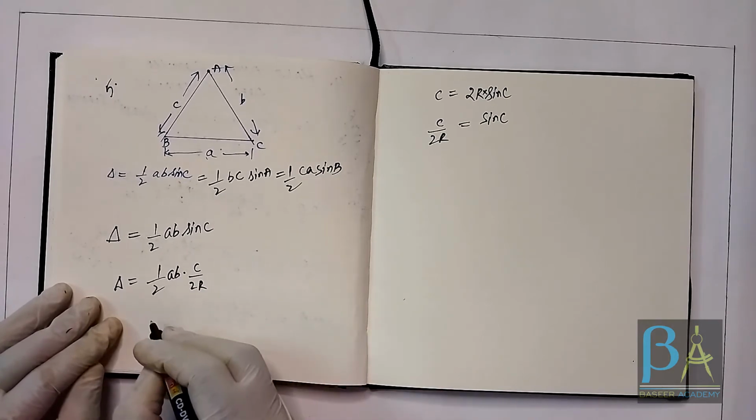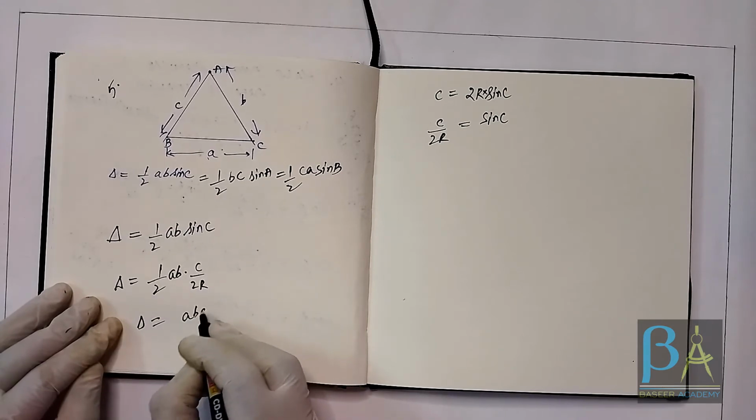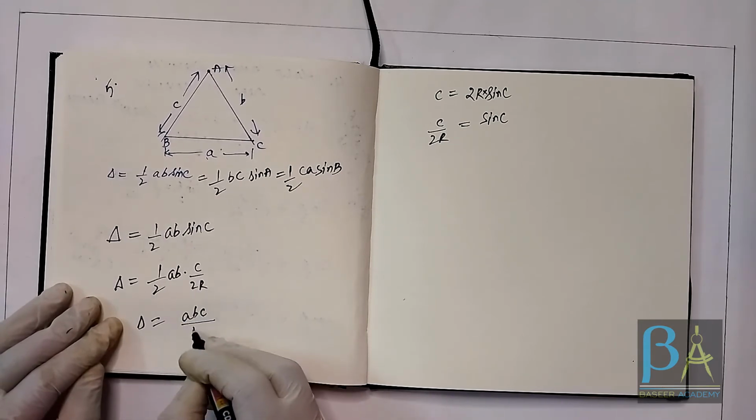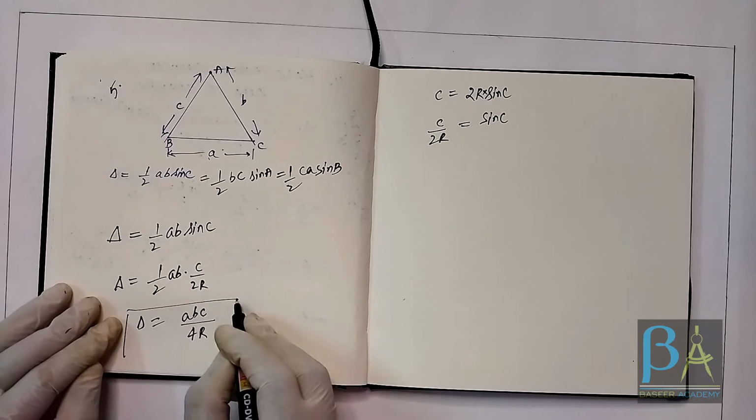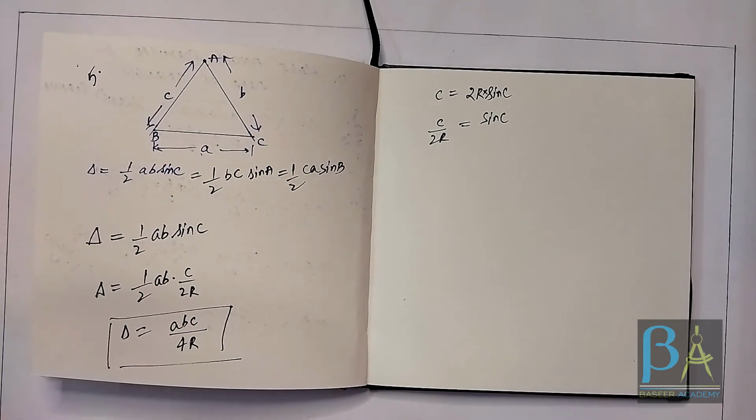Now what happens? Delta is going to be ab into c, that gives me abc. 2 into 2 is 4R as it is. So area of a triangle is abc by 4R as well.